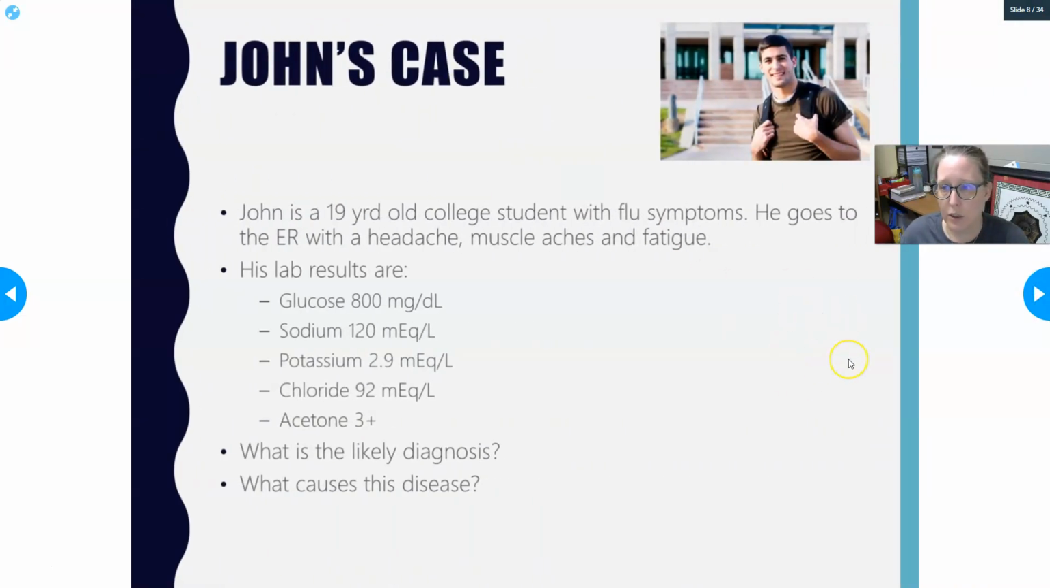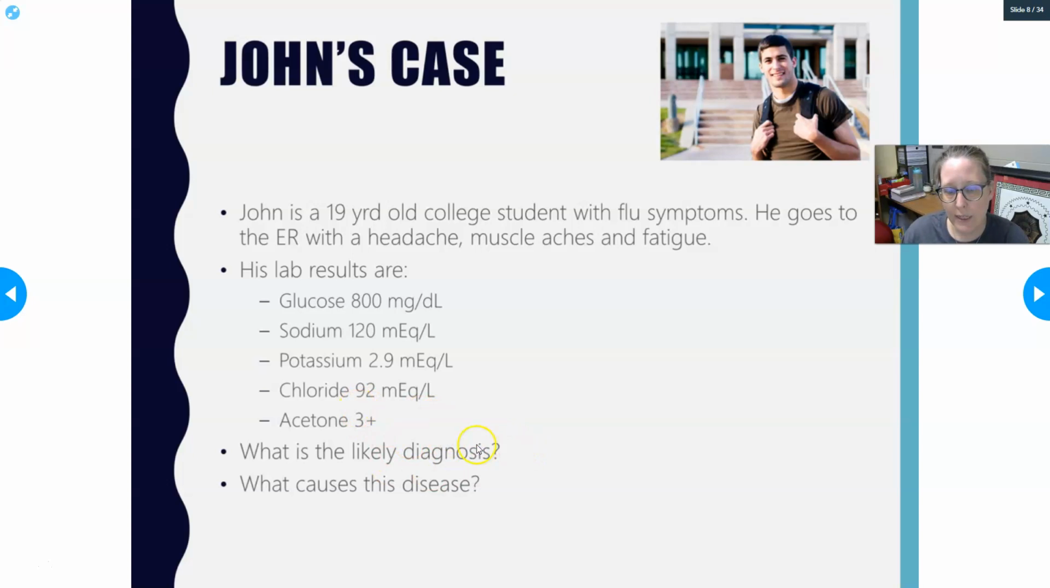So let's take a quick look at a case. John is 19, he's a college student, he has flu symptoms, he goes to the ER, he has headache, muscle aches, and fatigue. It just doesn't feel right. And they draw some labs, and lo and behold, his glucose is 800 milligrams per dL. Now, it should be below 100, so this is greatly elevated. His sodium is 120. It should be above 135, so that's really low. His potassium is actually dangerously low. His potassium is 2.9. It's too low. Chloride's 92. All of that's too low. These electrolytes do indicate dehydration. And then he has acetone or ketone at a 3+.